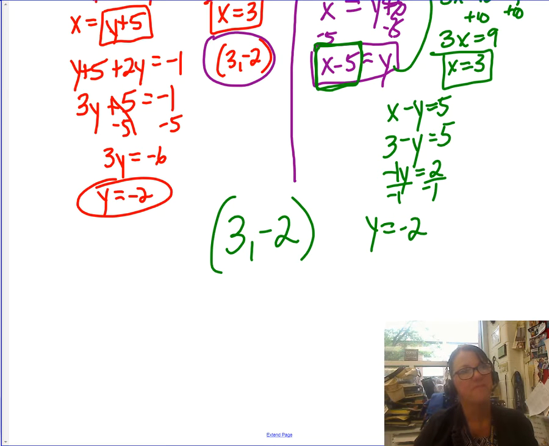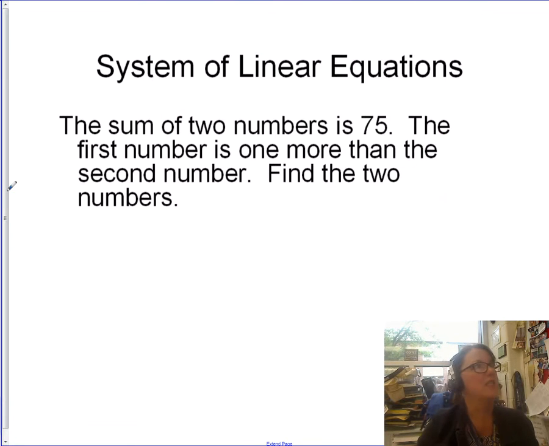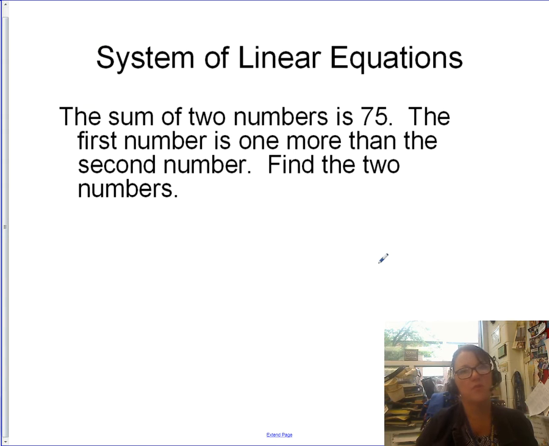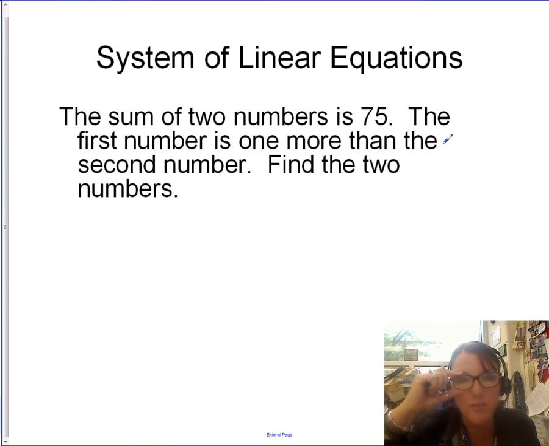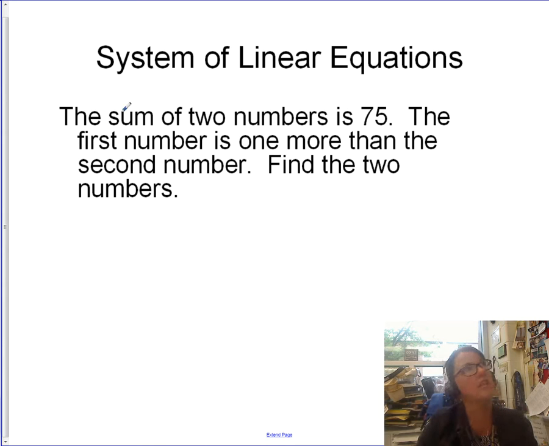All right. One last one, because of course we got to have some sort of word problem. So let's tackle this. The sum of two numbers is 75. Stop right there. Your algebraic mind and your algebraic eyes should translate this into an algebraic expression.